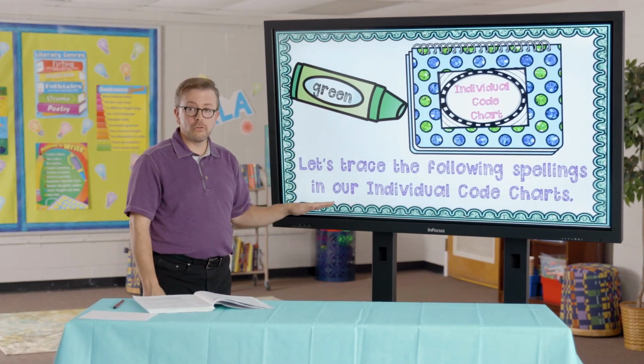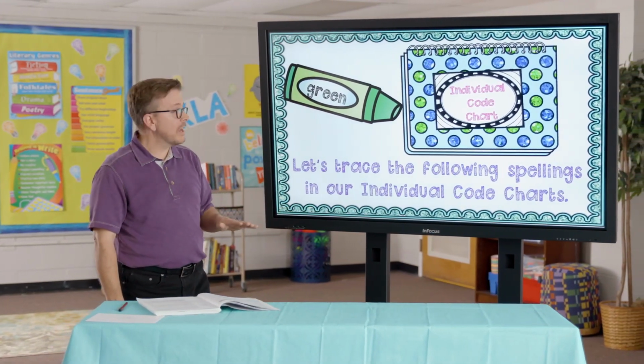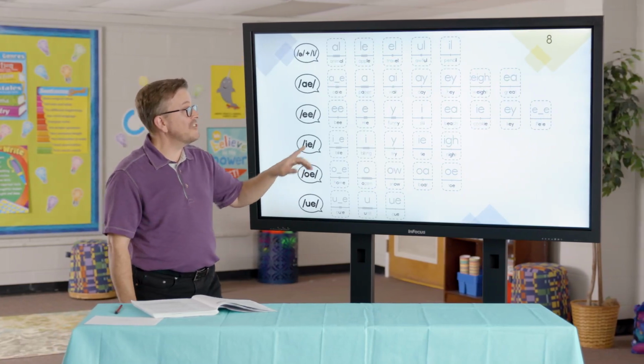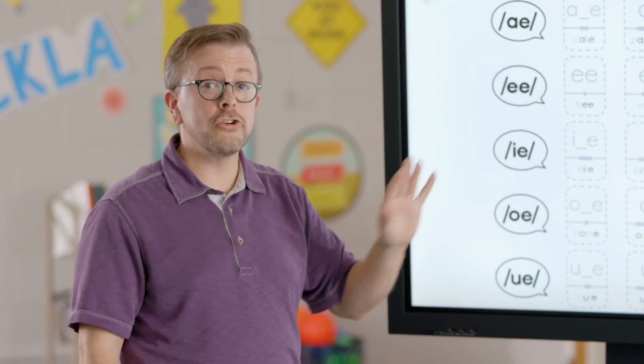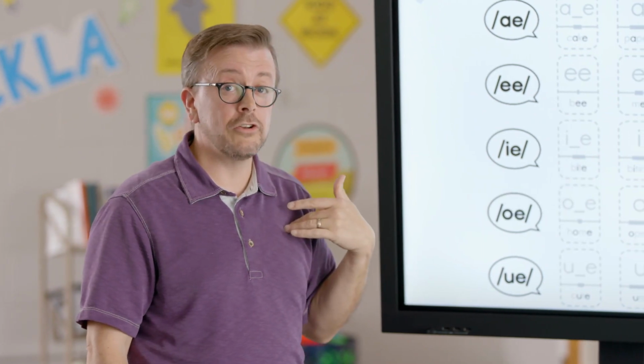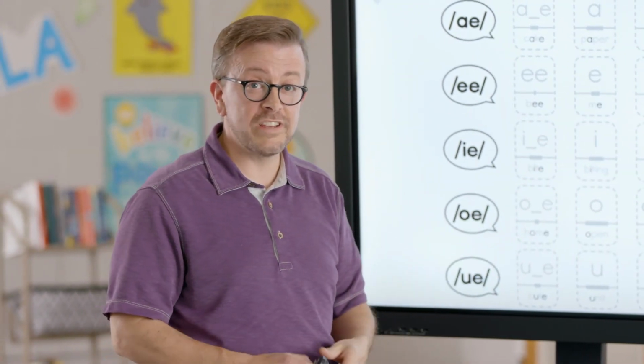So you've got your individual code charts, okay? Get those ready. And we're going to go over to page 8. It's up here on the corner of my slide, page 8. Yours should already be colored in. I grabbed a new sheet because it's a new unit, and I wanted to start clean so I could show you where these sounds are.